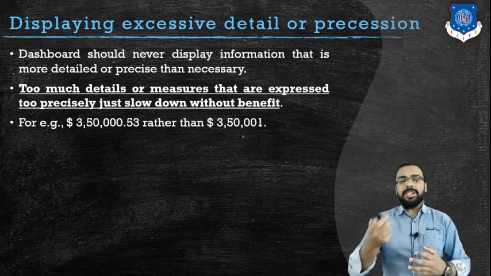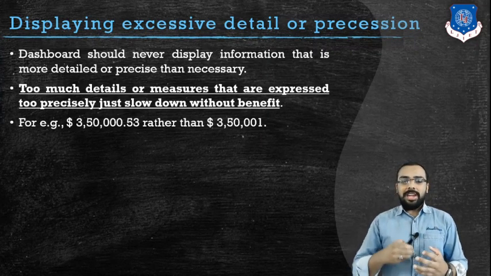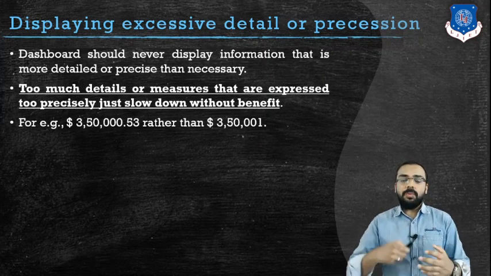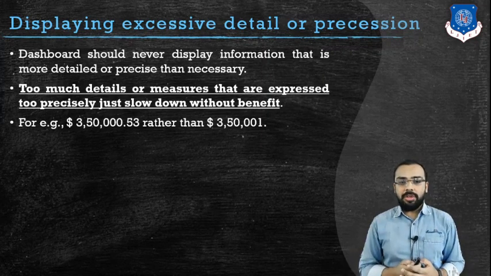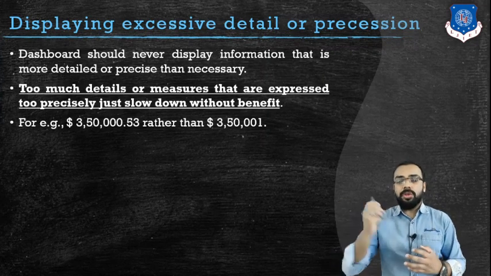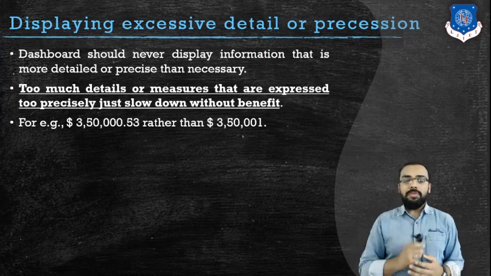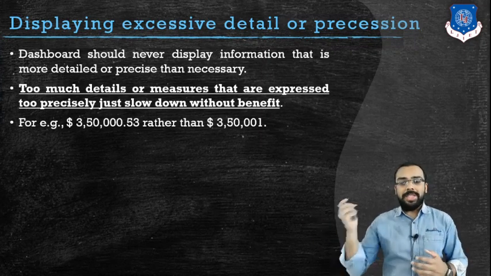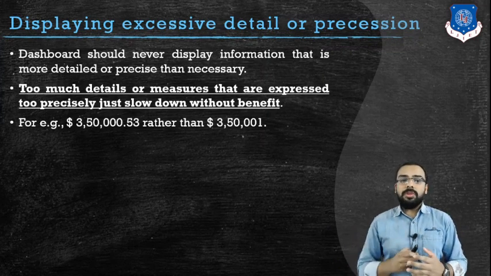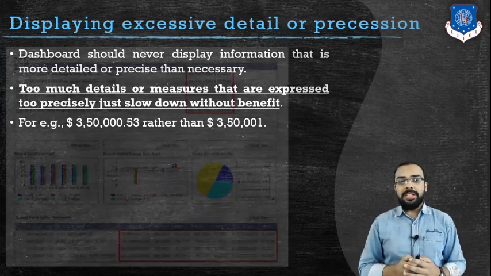3,50,000, or say consider it is $3,50,000 and the exact value is 3,50,000.53. So what the display is showing on the dashboard, we are showing this precision also, that is 0.53 also we are showing, but as a good practice we should round it off and show the actual value, that is $3,50,001. So let me give you an example where this particular issue has been seen.